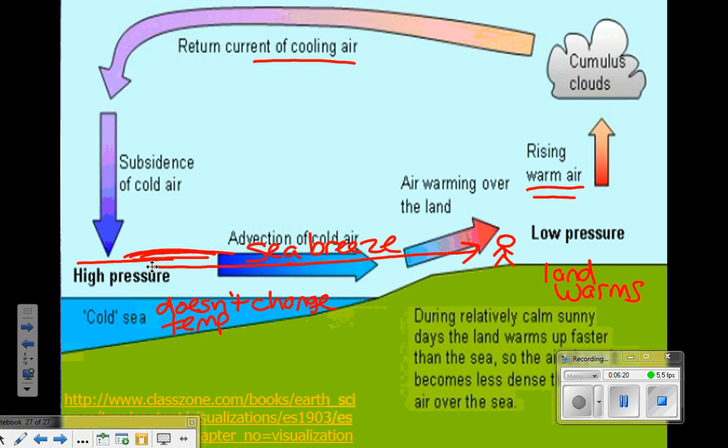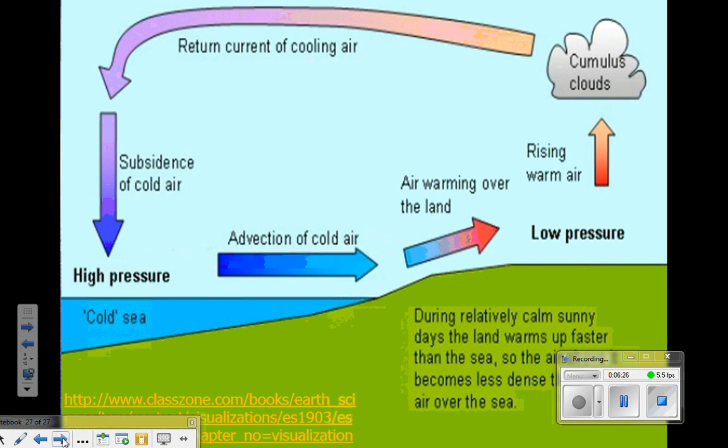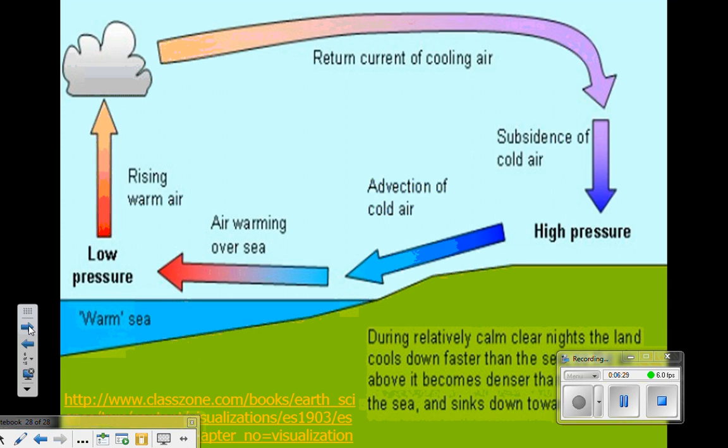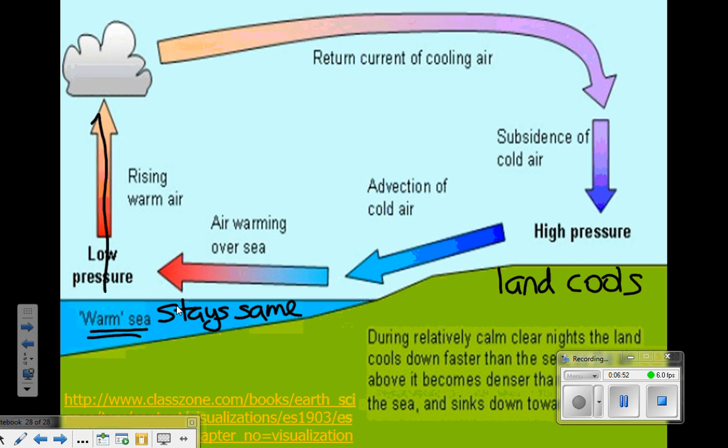Now, let's see what happens at nighttime. What's going to happen at night, do you think? All right, at night, the land will cool. Remember, the ocean is still going to stay the same temperature, but relatively, the land cools off quicker. So now, what is warmer? The ocean is warmer. So the air will heat up above the ocean, rise up, go over towards the land, and now we have what we call a land breeze.